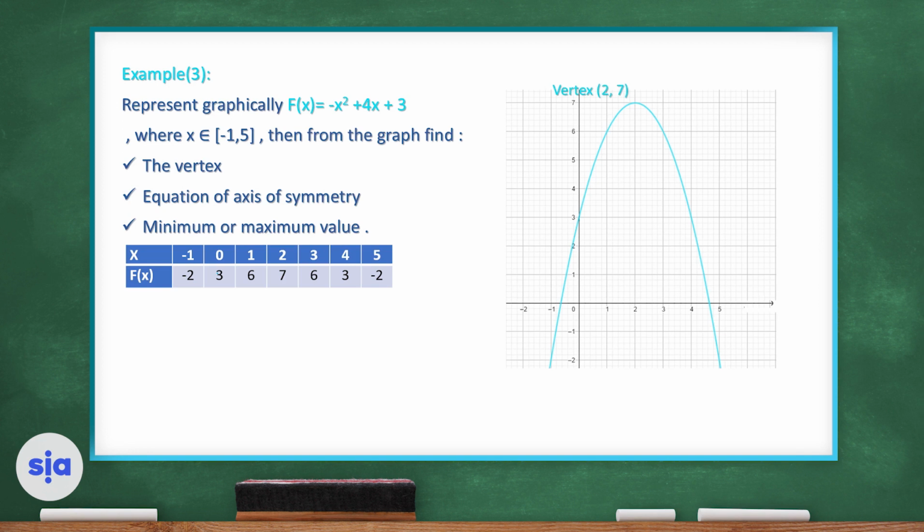Once you get the vertex, the x value of the vertex helps us to find the equation of the axis of symmetry. So the equation of axis of symmetry is x equals 2. And for sure, here it's a minimum or a maximum value. It is a maximum value. That's perfect from you all. So the maximum value is y equals 7, which is the y part of the vertex.